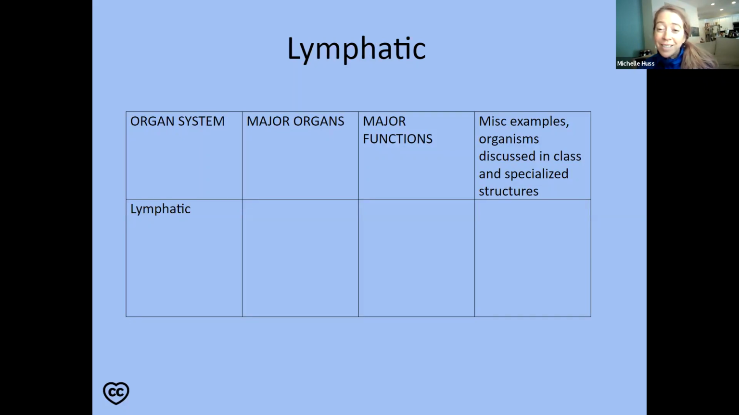Lymphatic, your lymphatic system is actually your major player of immunity. So when you're fighting off the flu or a bacterial infection, who does it? Your lymphatic system. The major organs would be things like your spleen and your thymus and lymph nodes.